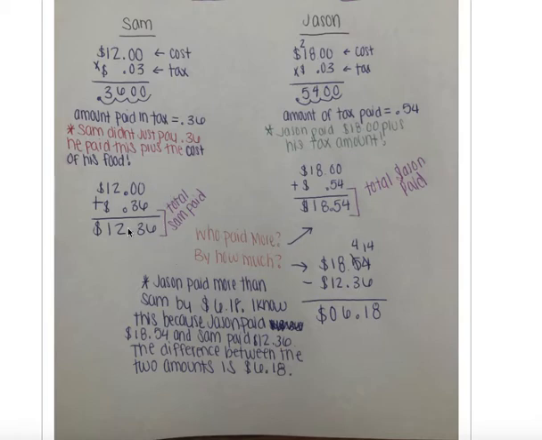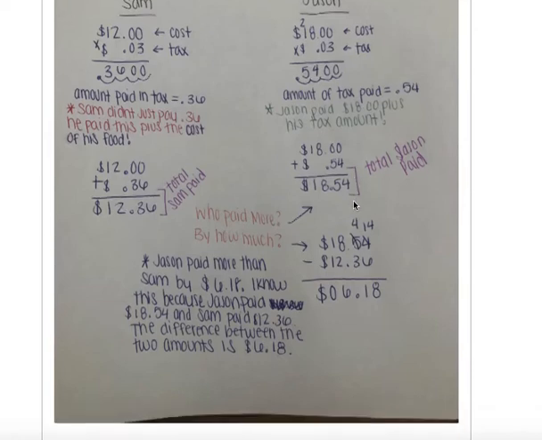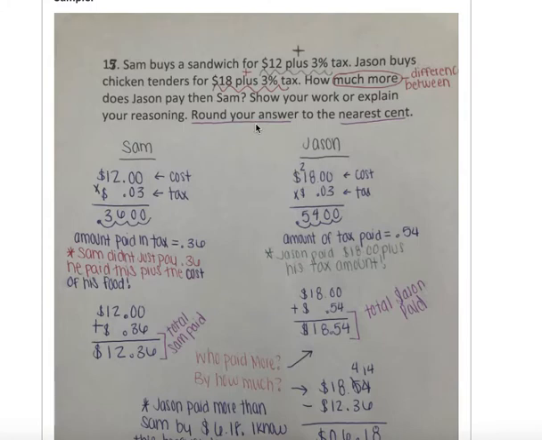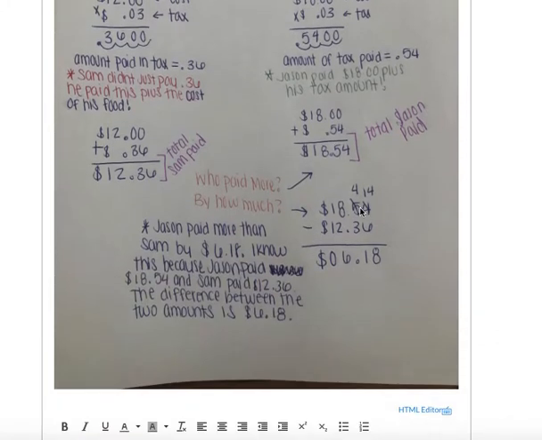So here we have calculated the total that Sam paid. Here we've calculated the total that Jason has paid. But we're still not done. Our answer that we need to have is how much more did Jason pay than Sam? So we're going to take our $18.54 minus $12.36, and it's $6.18.